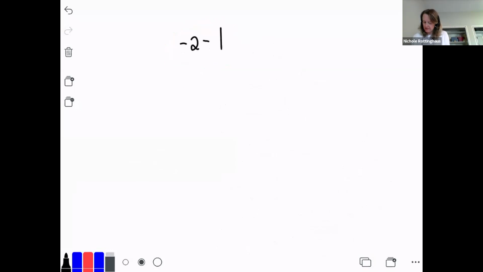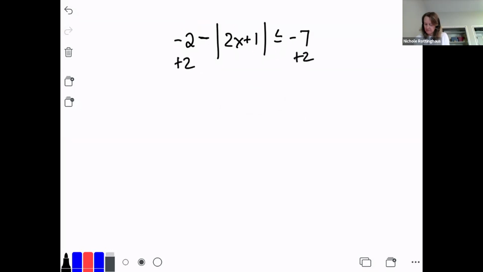-2 minus the absolute value of 2x plus 1 is less than or equal to -7. All right, oh, this is a good one. Okay, so again, I need to get absolute value by itself. So I'm going to add 2 to both sides, and I'm left with a negative absolute value of 2x plus 1 less than or equal to -5.